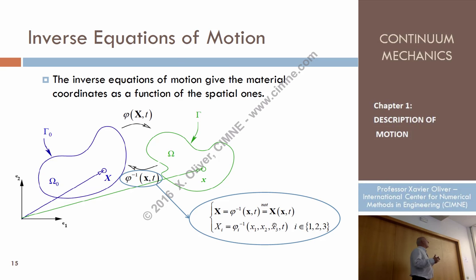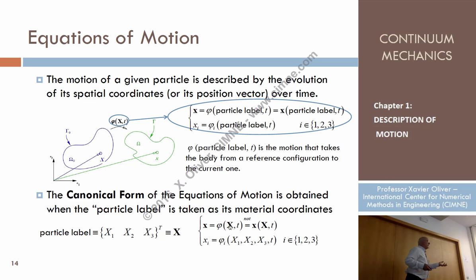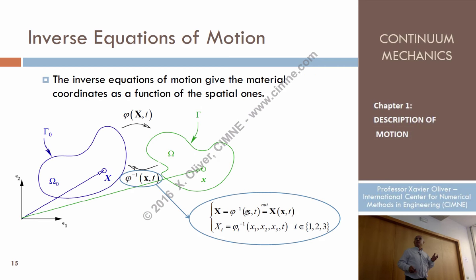So the inverse equation of motion is something that can be obtained just by manipulating the direct equation of motion, those here, inverting them, isolating the material coordinates in terms of the spatial coordinates. Okay? Physically, what do they mean? These inverse equations return the label, or in other words, the material coordinates, of a particle that at the current time is occupying a spatial position, which is small x. So for every position of the space at a given time, if I replace it in this equation, what I will obtain is precisely the material coordinate. So what was the position that this particle occupied at the reference configuration?